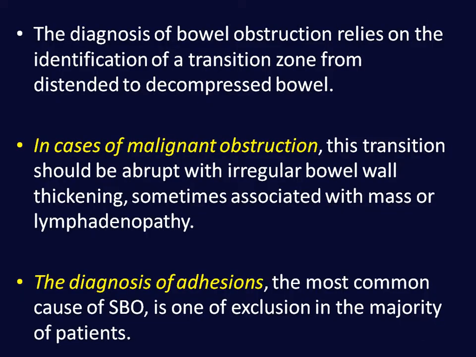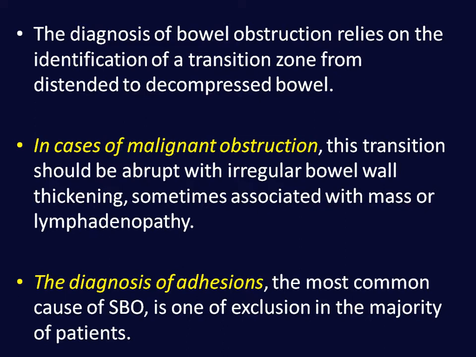The diagnosis of bowel obstruction relies on the identification of transition zone from distended to decompressed bowel. In cases of malignant obstruction, the transition may be abrupt with irregular bowel wall thickening, sometimes associated with masses or lymphadenopathy. The diagnosis of adhesions, the most common cause of small bowel obstruction, is a diagnosis of exclusion in the majority of cases. We cannot see adhesions by radiology modalities in general. The only way to diagnose adhesions is laparoscopy. Okay, we cannot diagnose it, we cannot see it.